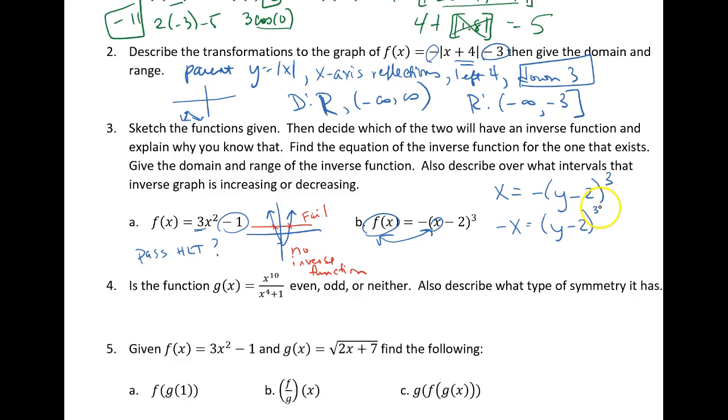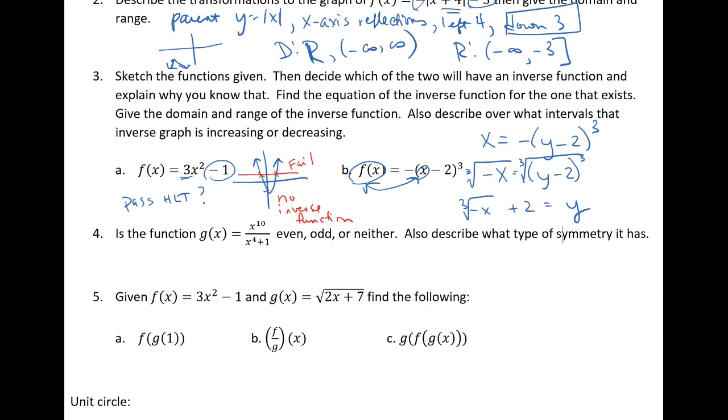Then I need to get rid of the cubed root, so I'm going to cube root both sides, and then that's going to cancel that out. And then my last step looks like I just need to add the 2 to the other side. So there you go. There is the inverse function.